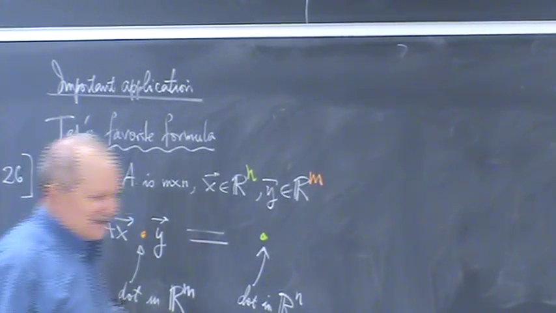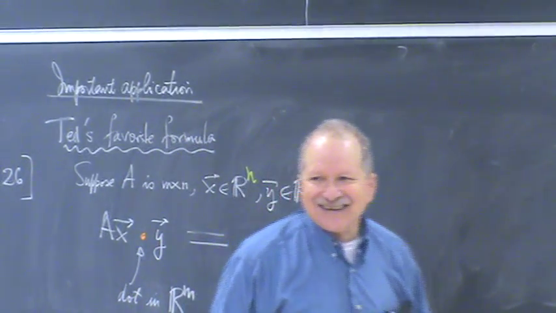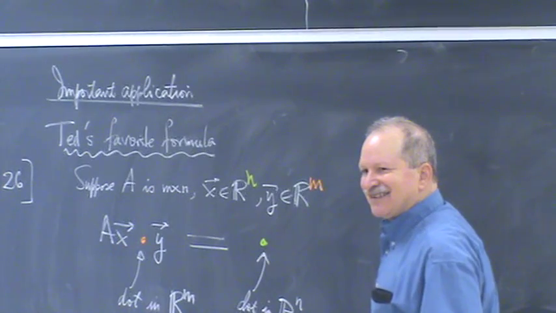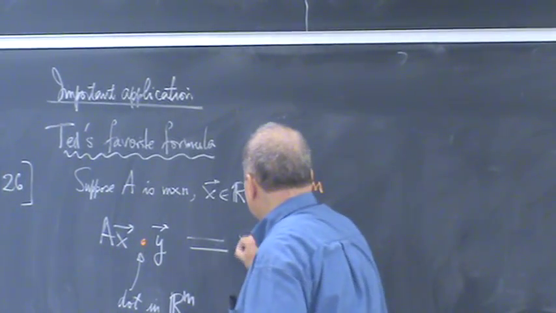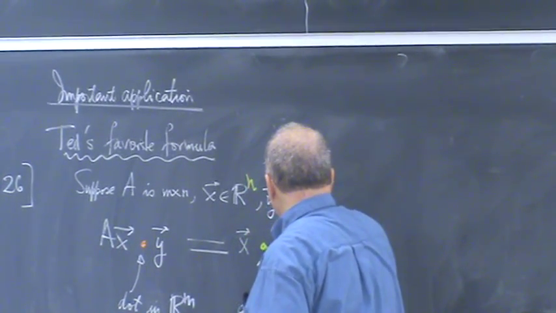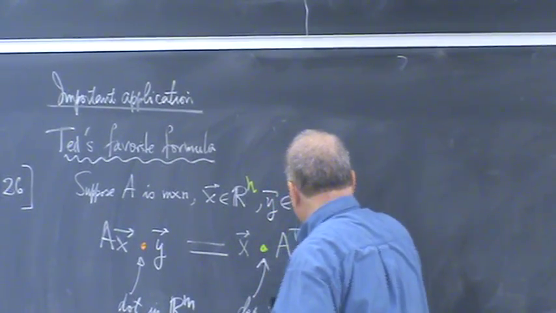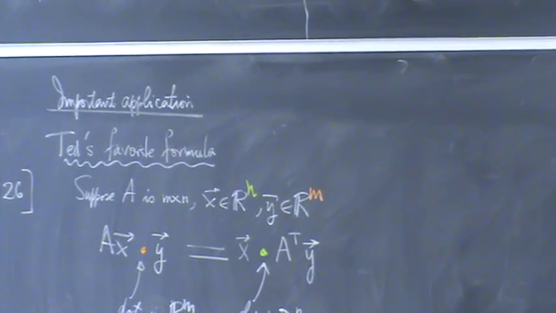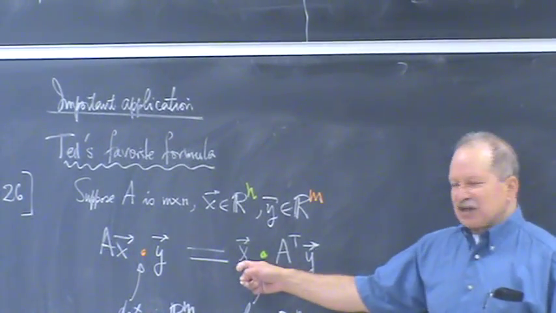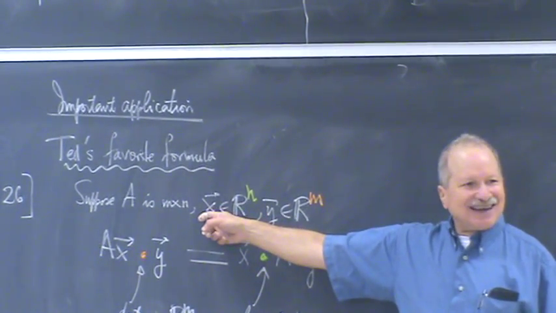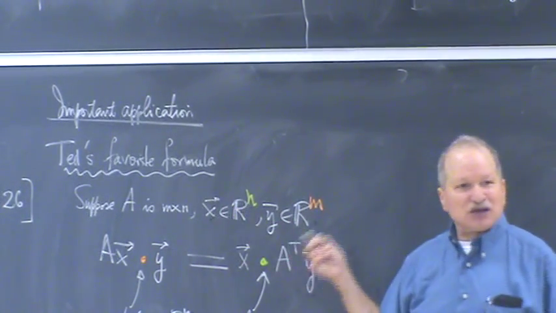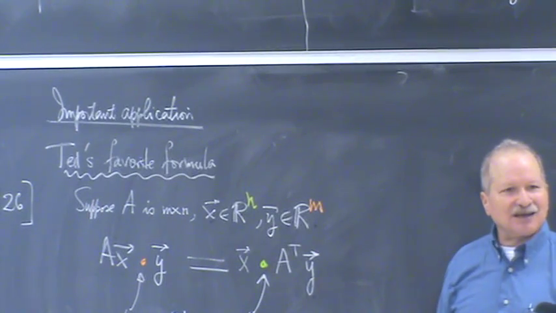x dot A transpose y. Basically, that's the only thing you can do to get vectors in Rn. You have to have x. And what can you do to y that'll put him from Rm to Rn? Well, you have to do A transpose. That'll flip him back to Rn.